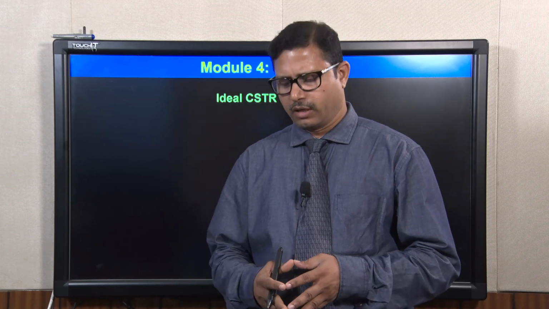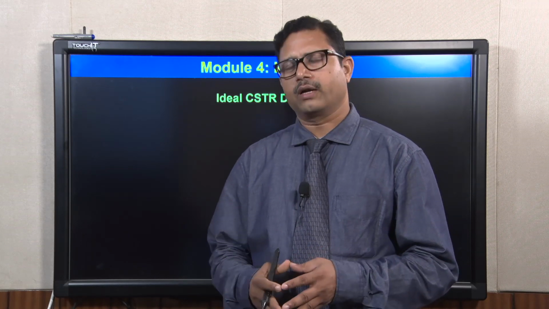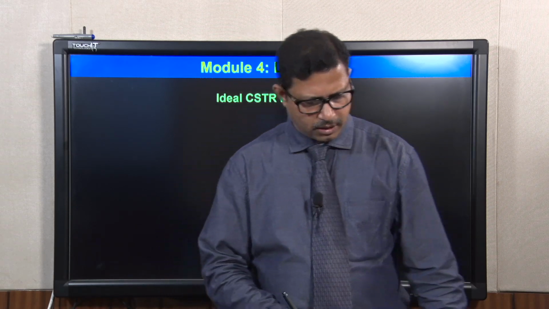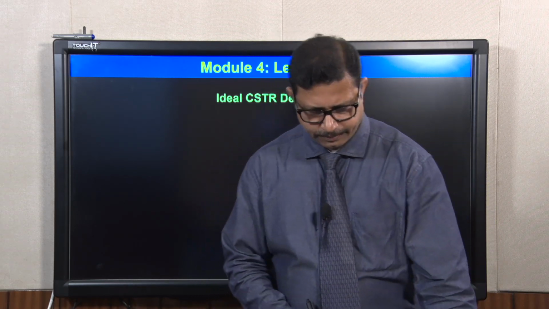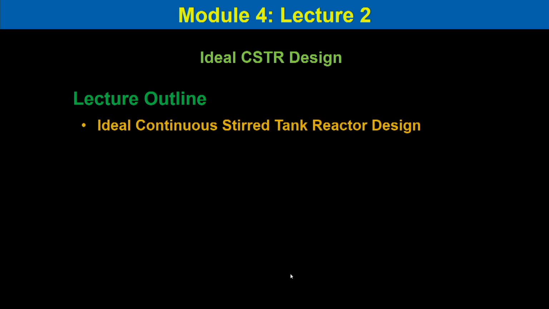One flow reactor is the CSTR, the continuous stirred tank reactor, and another is the plug flow reactor. In this lecture we will consider mostly the ideal CSTR design. The lecture outline is that we will discuss ideal continuous stirred tank reactor design, and we will see a few examples to see how to calculate the different parameters for the continuous stirred tank reactor.